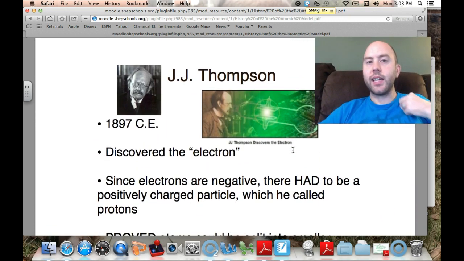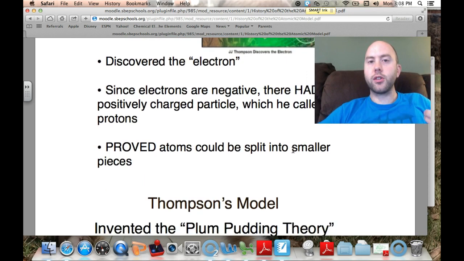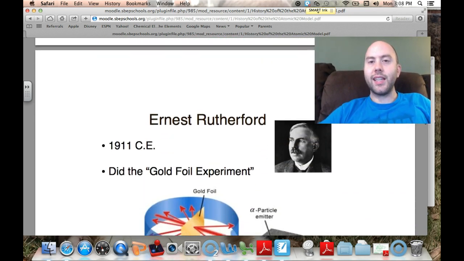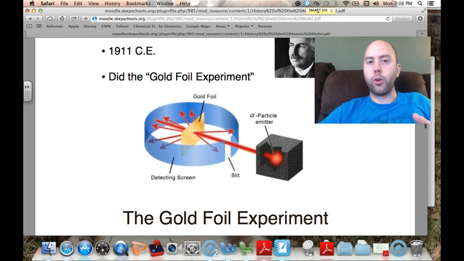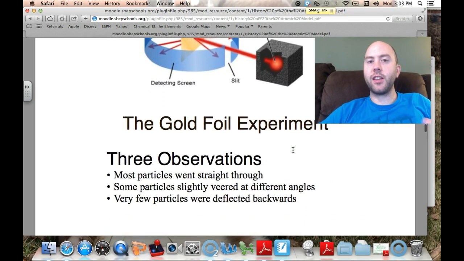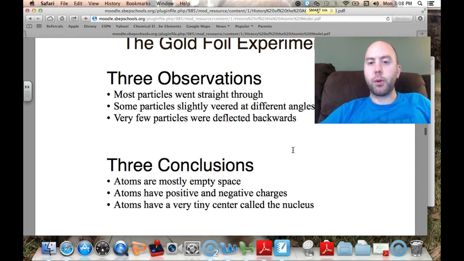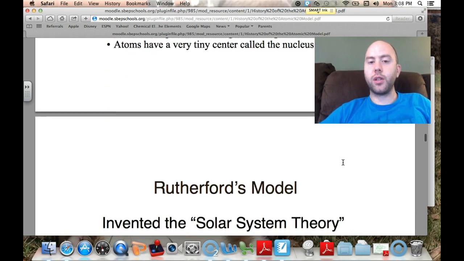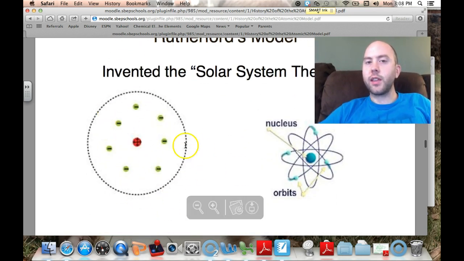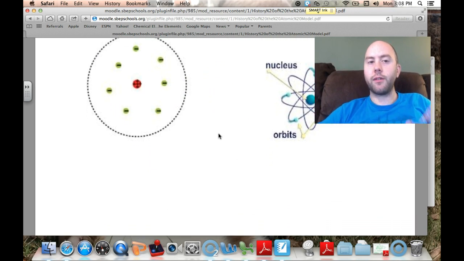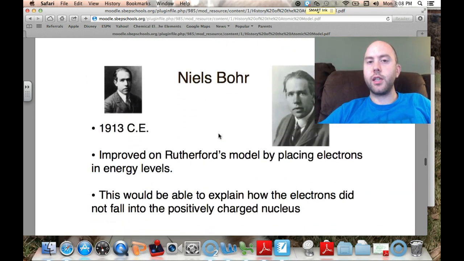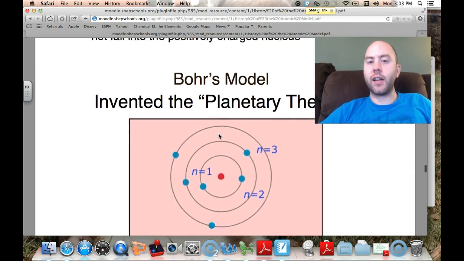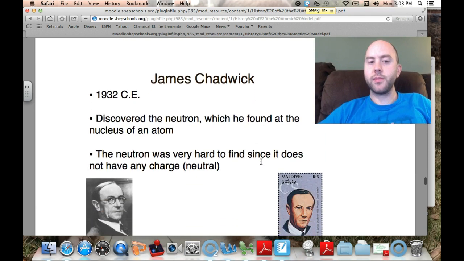Thomson, 1897, discovers the electron, proving that they're smaller particles. 1911, Ernest Rutherford does the gold foil experiment. His big claim to fame is finding the nucleus. Again, he notices that most particles go straight through the gold foil. Some go off at angles. Very few bounce back, which proves that atoms are mostly empty space. There's positive and negative charges, and that there's a tiny center called the nucleus. Problem with that, there's nothing holding the electrons from falling to the center. So, 1913, Bohr creates the idea of energy levels, puts the electrons in energy levels.